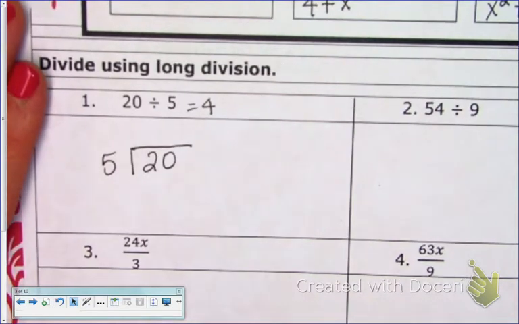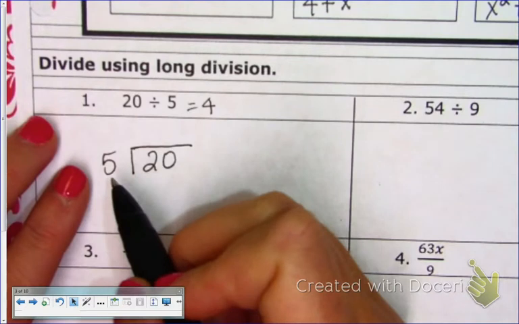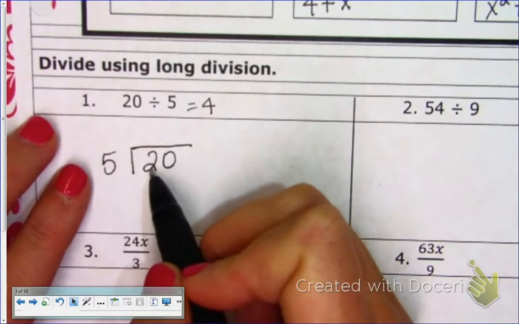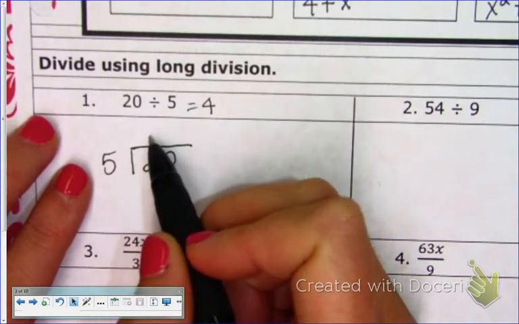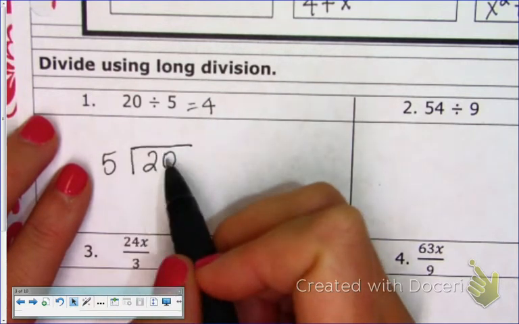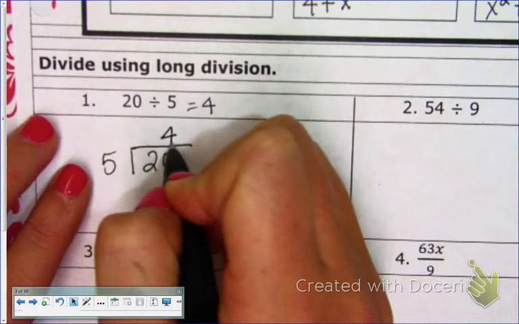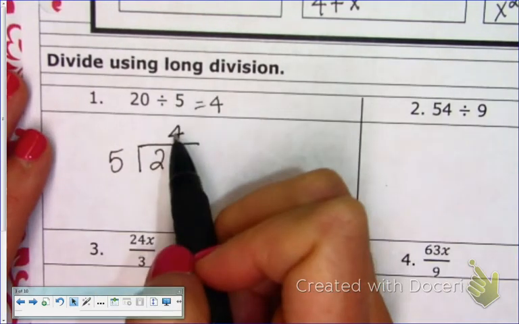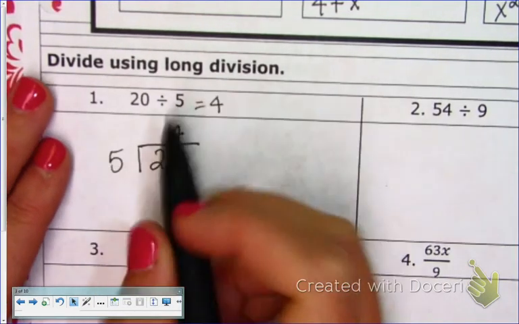Okay, now, does 5 go into 2? No, it doesn't. So I'm not going to put a 0 here. I'm just going to leave it blank. Okay, does 5 go into 20? Yes, 4 times. So what is 4 times 5? 20. So I bring it down.